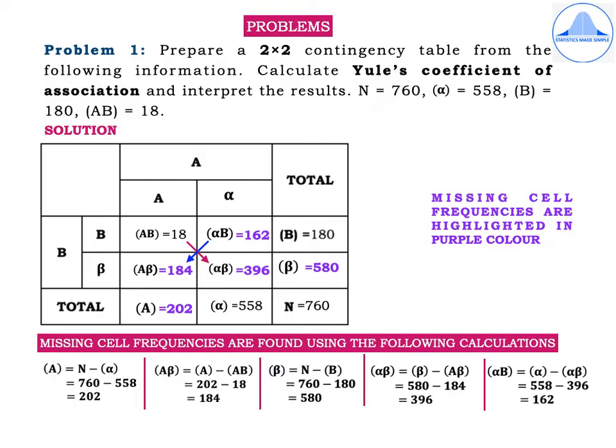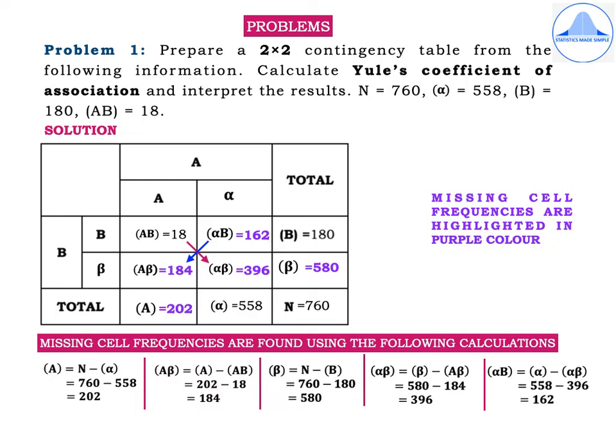Problem 1. Prepare a 2 by 2 contingency table from the following information. Calculate Yule's coefficient of association and interpret the results. N is equal to 760, alpha is equal to 558, B is equal to 180, AB is equal to 18. So the frequencies are given in brackets.